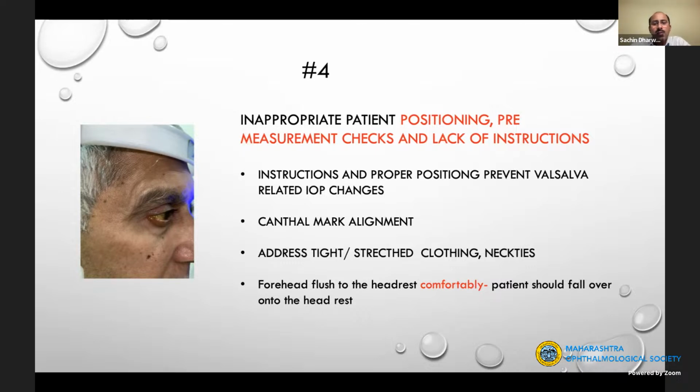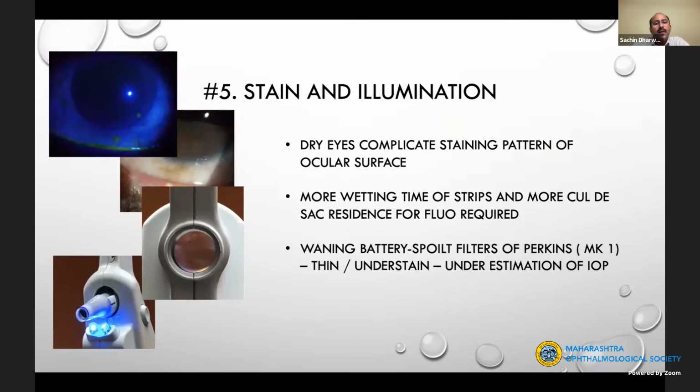Alignment of the canthal mark is very important. You have to address tight clothing. Neckties are not very common in our scenario, but definitely if the buttons are tied right up to the neck, they can cause an inadvertent Valsalva maneuver. Also, the forehead has to be flush to the headrest comfortably, and the patient should fall over onto the headrest. If there is a gap as shown in this picture, then definitely this causes an increase or overestimation of intraocular pressure. So these are the small things that we should always know.